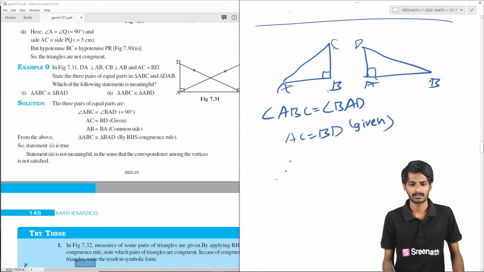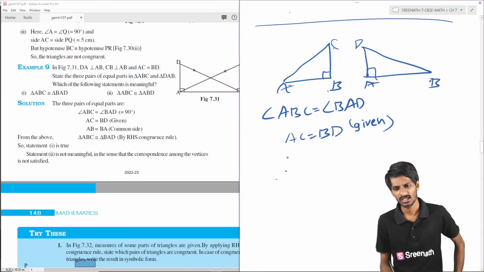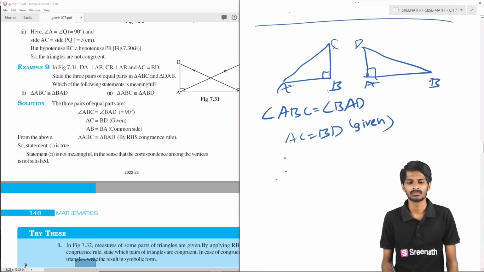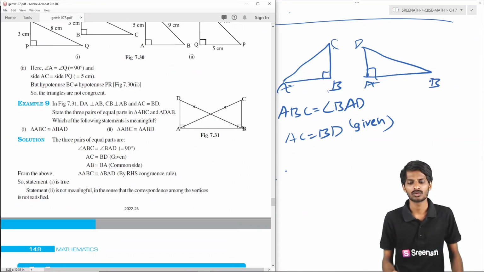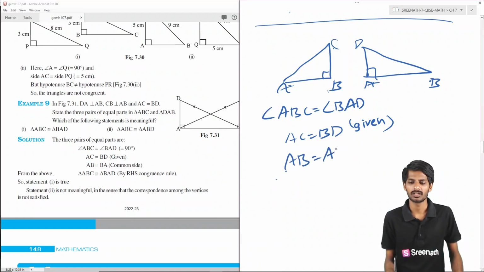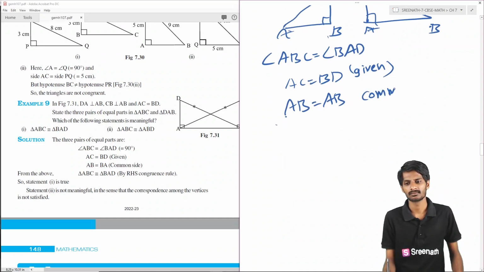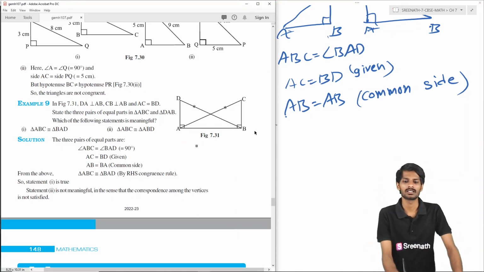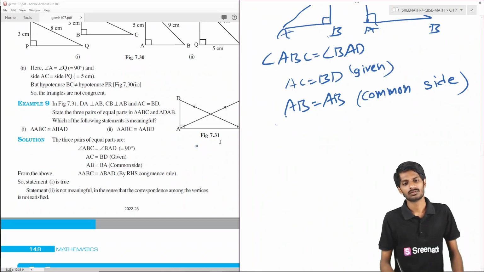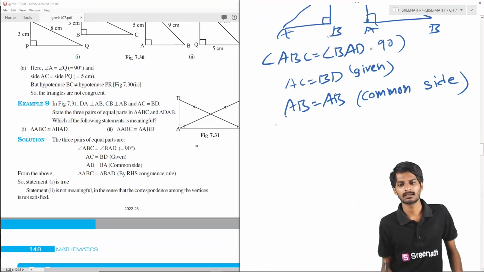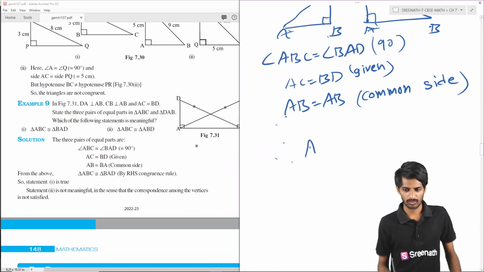And AB is equal to BA. It is the common side. AB equal to BA, so this AB is the same for both of these triangles. If you see this diagram, this is AB for this triangle and AB for this triangle also. So the angle is 90 degrees, the hypotenuse is equal and one side is equal. Therefore, triangle ABC is congruent to triangle BAD.